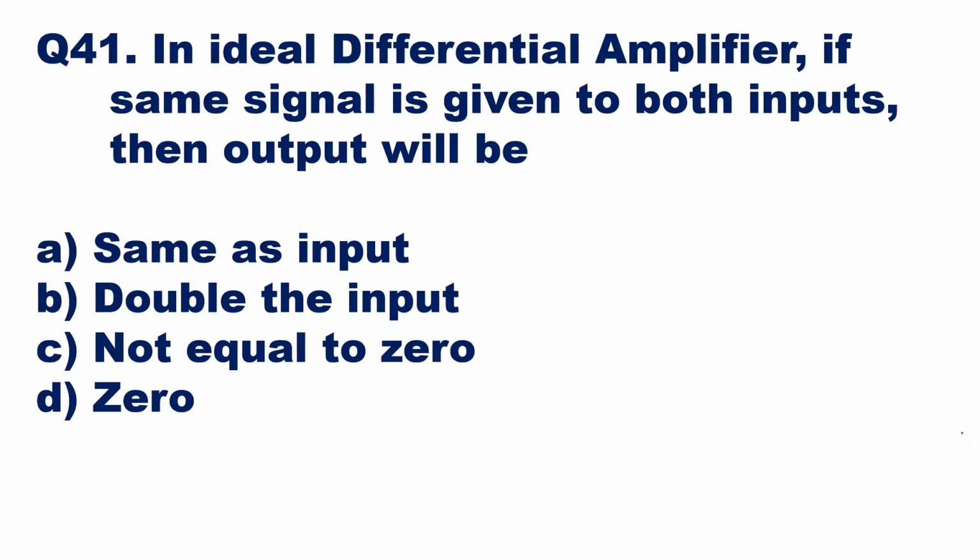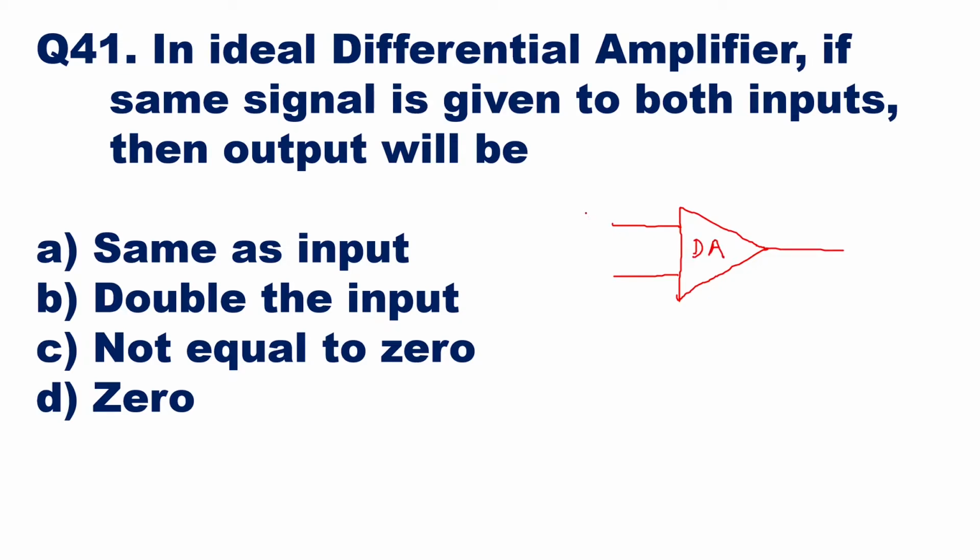Question number 41, and in this question it is asked that in an ideal differential amplifier, if the same signal is given to both inputs, then what will the output be? Okay, so if you see an ideal differential amplifier, say we have a symbol of a differential amplifier like this. The amplifier will have two inputs, input 1 and input 2, and there will be one output. So this is your differential amplifier.